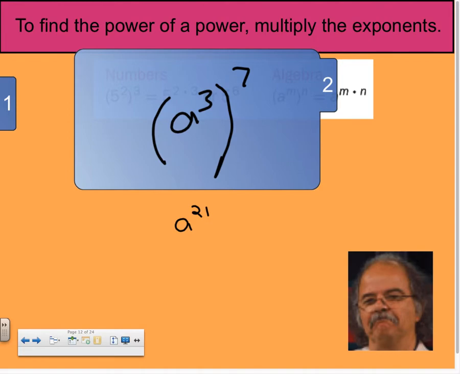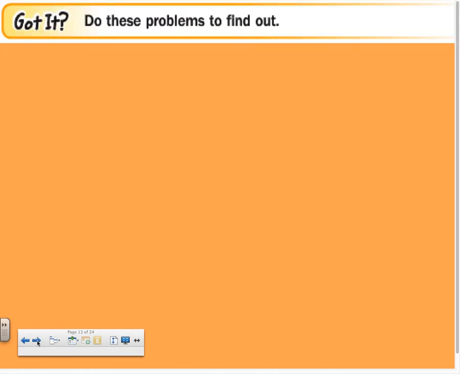So remember, back to how we started. To find the power of a power, we multiply the exponents. Okay, I would like you to try the Got It at the bottom of the page. You may begin.